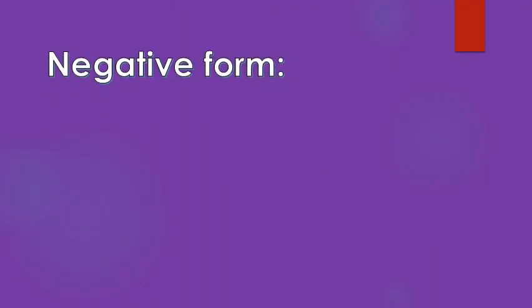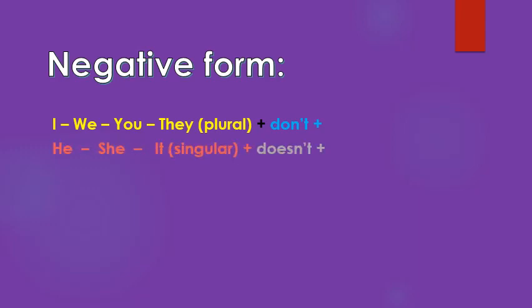Now let's move to the negative form. حالة النفي. Now, if the subject is plural, إذا كان الفاعل جمع, we add don't. And if the subject is singular, إذا كان الفاعل مفرد, we add doesn't. And here focus. Just we add have to. So in the negative form, just we add have to plus base form.